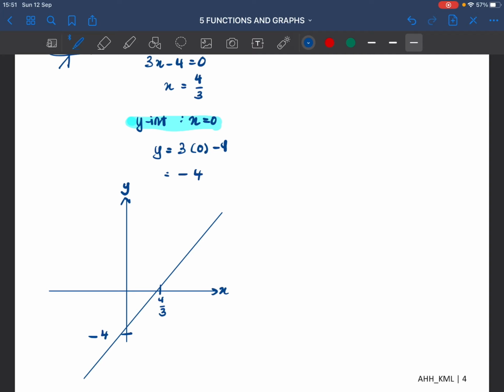Okay, alright. Tak kena. Okay, kalau tak kena tak ada masalah, kita padam, kita lukis balik. Okay, 4 over 3 dah. Alright, so ada satu lagi benda yang kena tulis.